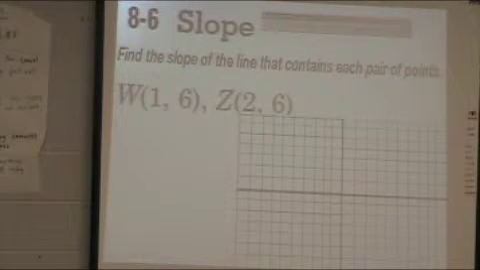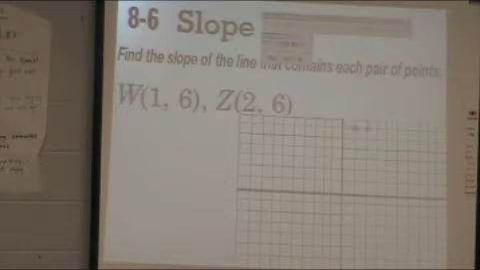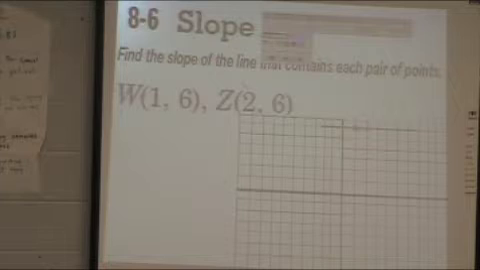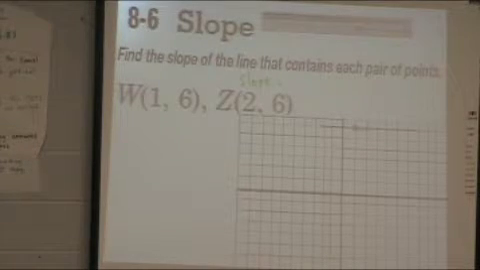Alright, the instructions say find the slope of the line that contains each pair of points. So I've got the points 1, 6 and 2, 6. What do I have to do with them? Plot them on the coordinate plane. So I go over 1 and up how many? 6. And then I go over 2 and up 6. Now, if you connect those 2 dots, what kind of line are you going to have? A flat line. And what's the slope of a flat line like that? 0. So the slope of these two points equals 0.